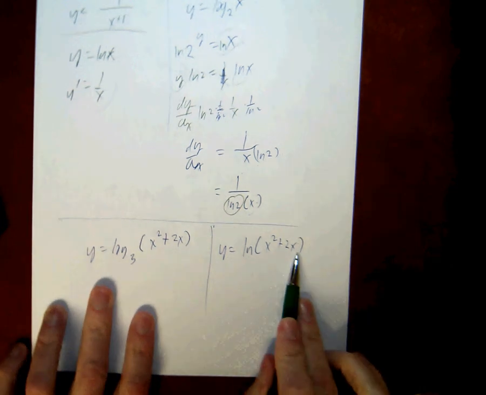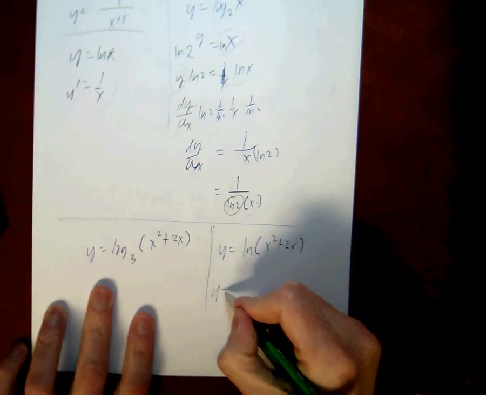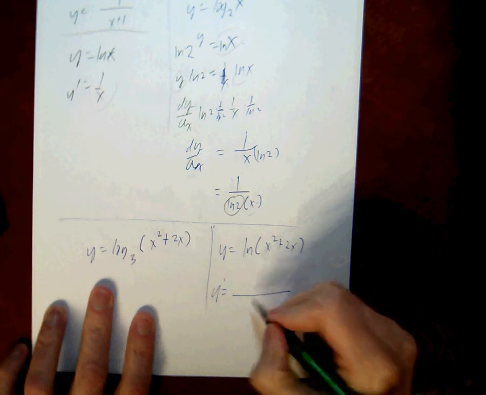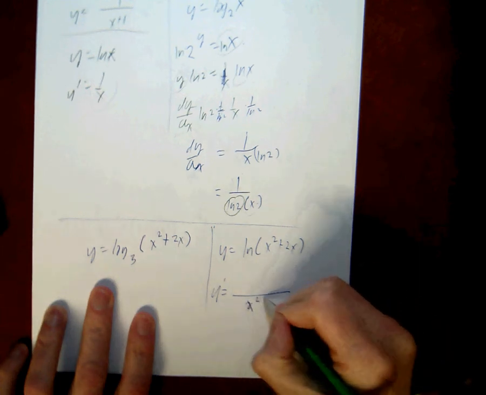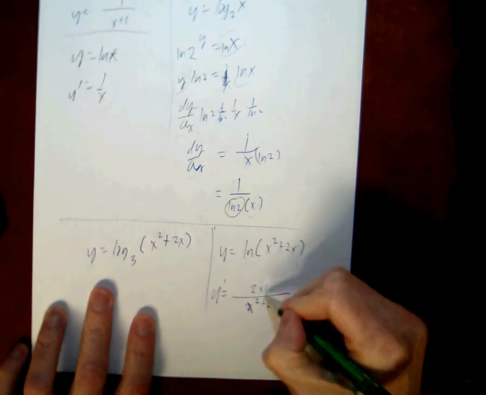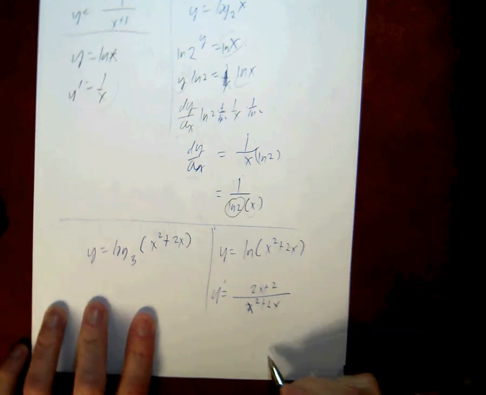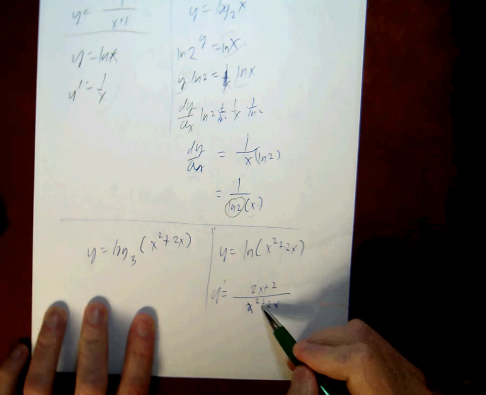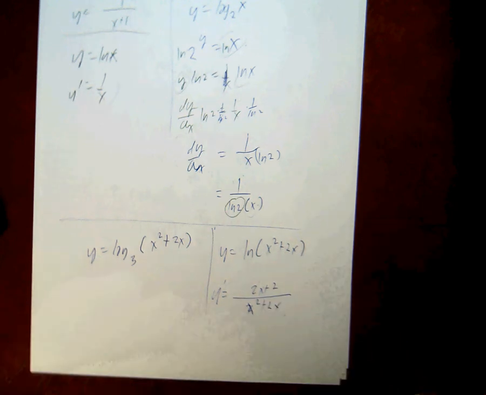This is easy. Derivative of this, I'm going to copy this on the bottom. That's going to give me an x squared plus 2x. The derivative of that goes on top, which is going to give me a 2x plus 2. Right? So this is the derivative of natural log. This is what we practiced basically all of last week.